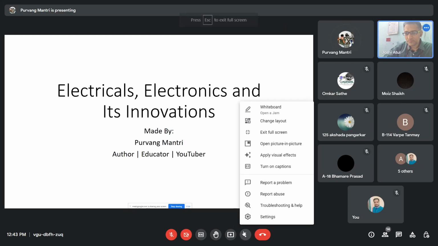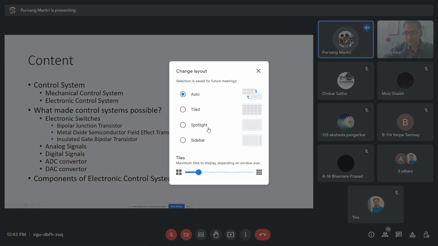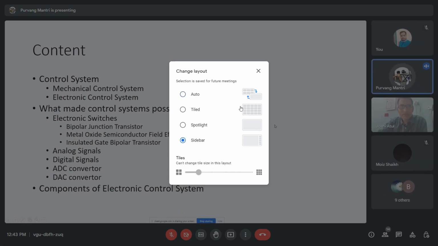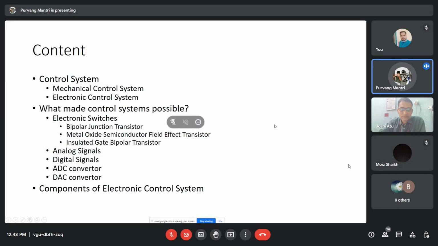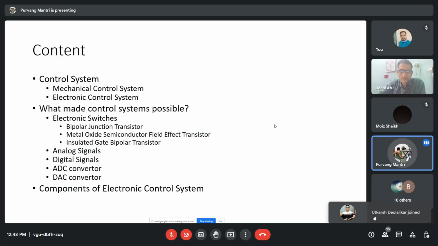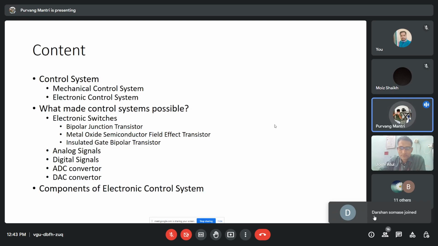In today's session, we are going to talk about electricals, electronics, and its innovations. We are going to look into the basics of control systems, what a control system is, and what kind of mechanical control systems are already being used in our vehicles, which you might know but don't know are termed control systems. Then we will look into what kind of electronic control systems are used in our vehicles. Then we will go deeper into the basics of control systems and see how they are made, what kind of parts are used to make a control system.